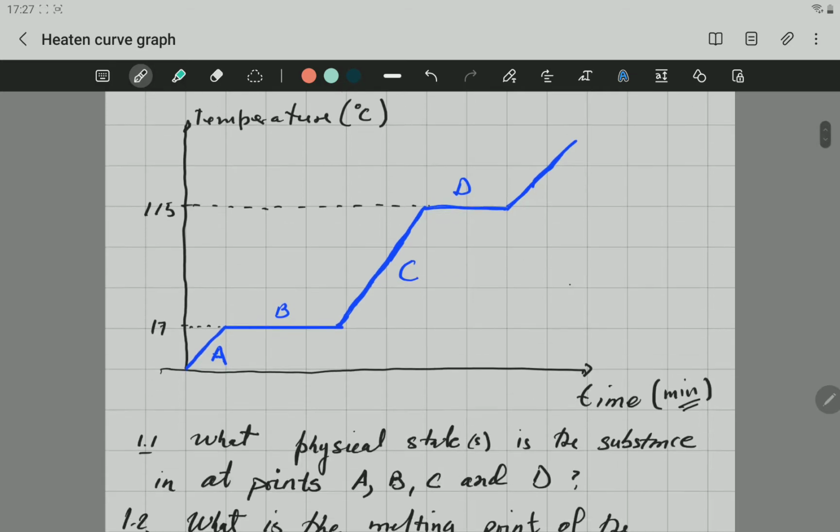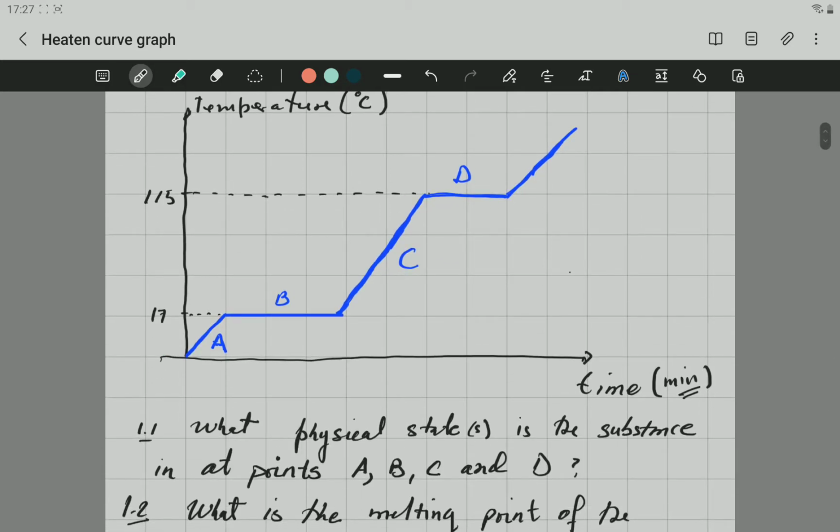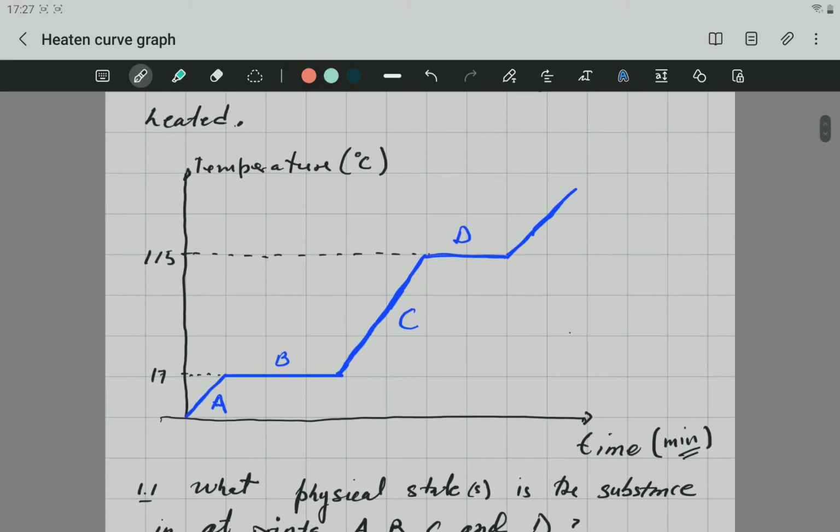Okay, so the first question is, what physical state is the substance at points A, B, C, and D? All right, so let's have a look at this graph and write the state of matter at each of the points, in the same graph, because it will help you to see the other questions. Okay, so this substance at point A is going to be in solid state. It is a solid, not necessarily ice, it could be any solid. The temperature is increasing, but the substance is still solid.